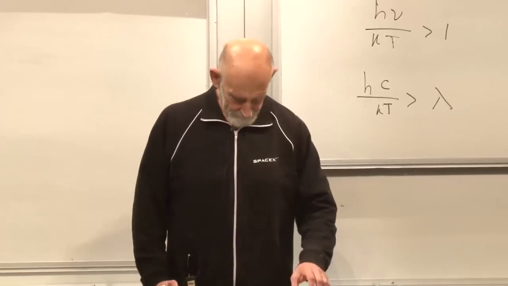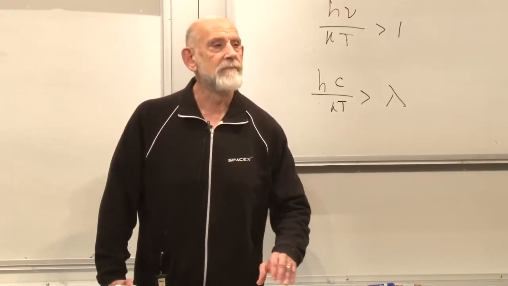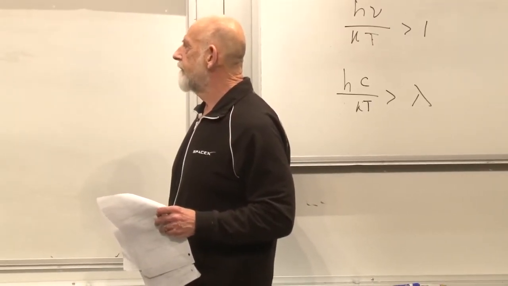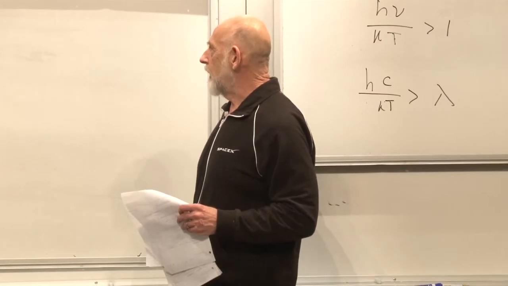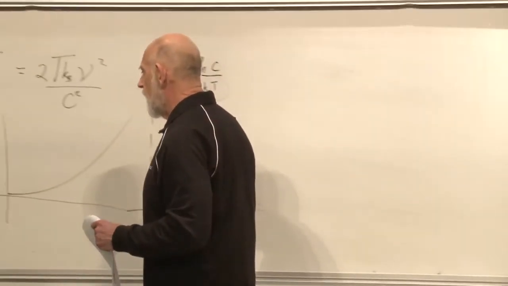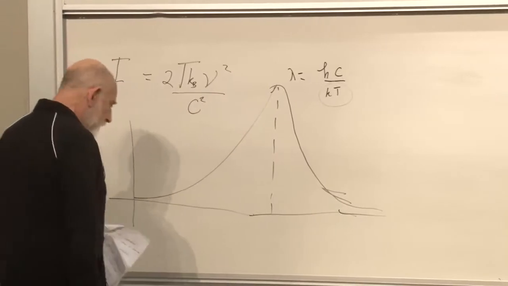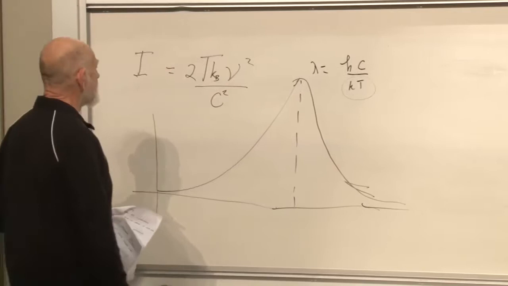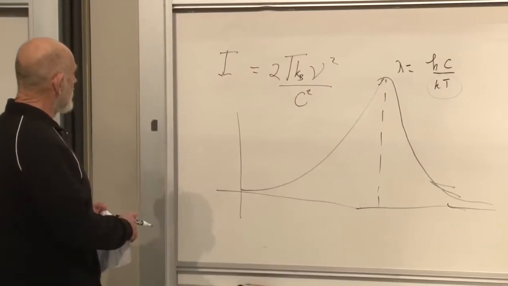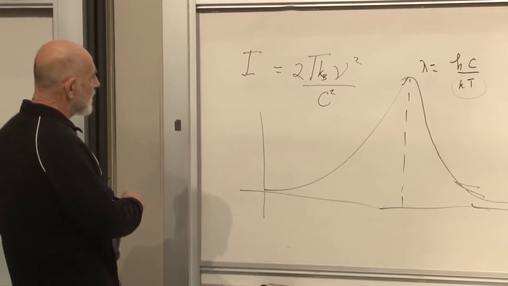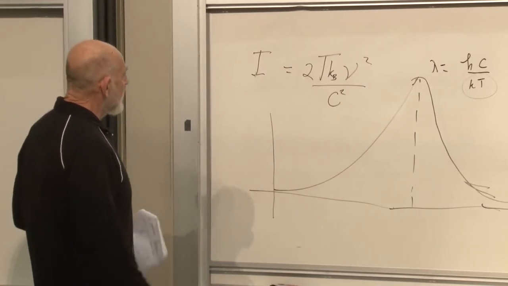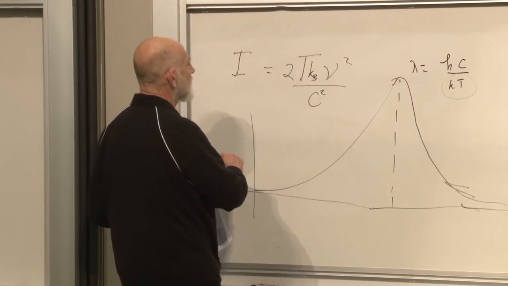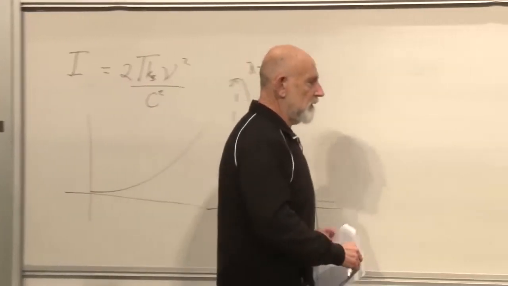I think he's looking at the units of I. So the units of I are energy per unit volume per unit frequency. Or at least that's what they better be. Do I have it wrong? K times T is energy. All right, let's try it. Let's see what we get.